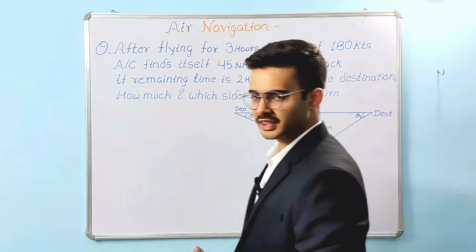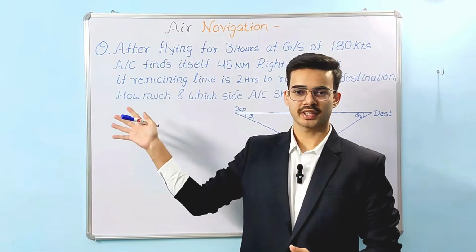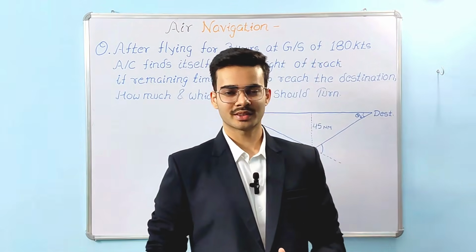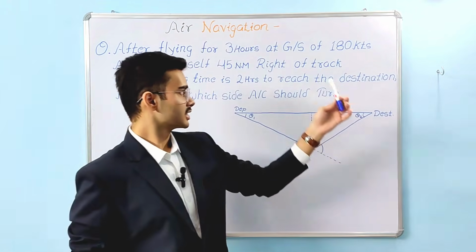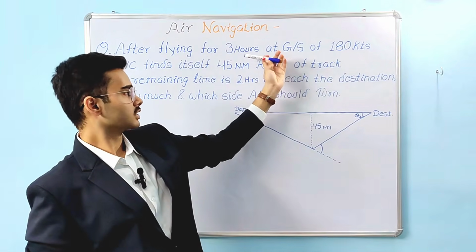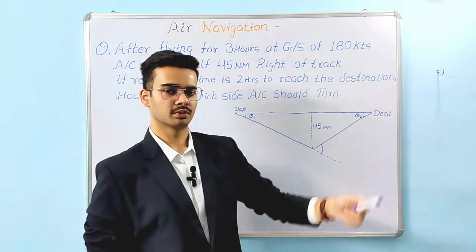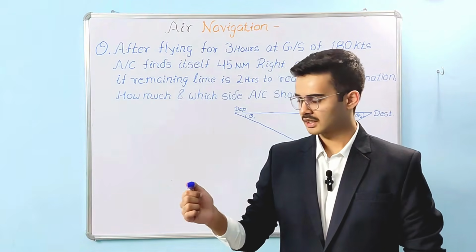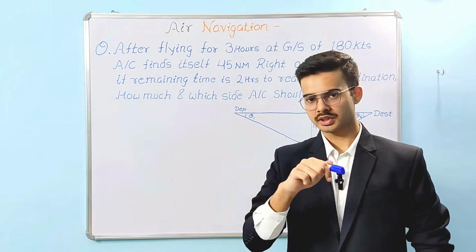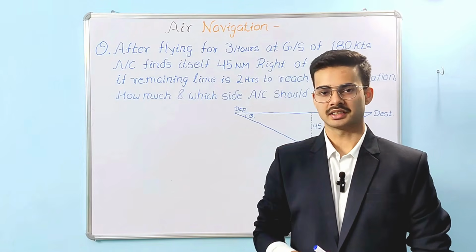So let's begin with the second question. It's a paragraph question, but it's not going to be a headache. It's almost similar to the last question. Reason? We have the time, 3 hours, and ground speed, 180 knots. We multiply it, we get the distance. And exactly like the last question, we will get two distances. We need to find the correction angle.